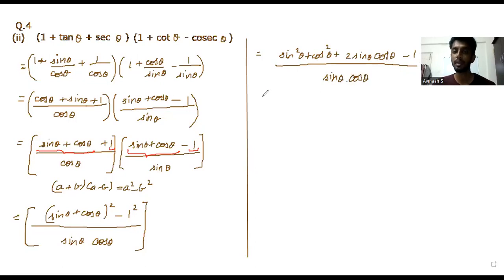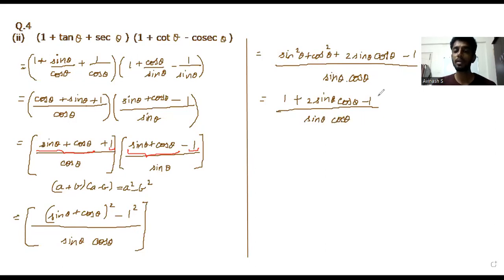I'm not changing the denominator. Now we all know that sin square theta plus cos square theta is nothing but 1, according to identity number 1. So the other terms we have are 2 sin theta cos theta minus 1, divided by sin theta into cos theta.